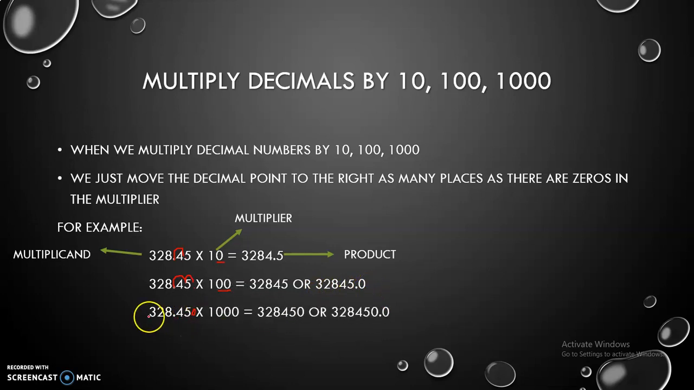Now in the last example, 328.45 multiplied by 1000. Now how many zeros do we have in the multiplier? We have three zeros, and we have to move this decimal point three digits to the right side. But we have only two digits after the decimal in the multiplicand, so we just add a 0. Now we have three digits, and when we move this decimal point three digits to the right, the answer would be 328450 or 328450.0.